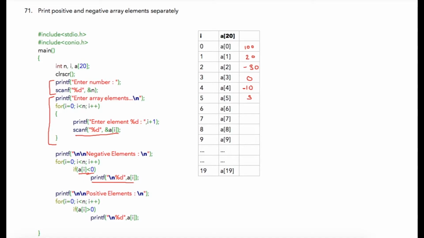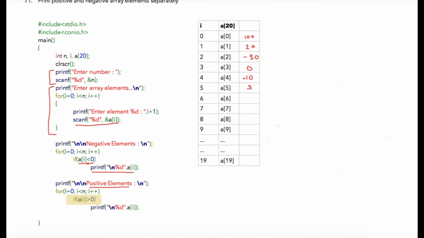Similarly, we'll have another for loop in which we will print positive elements, and it will loop through all the array elements. All the array elements will be checked for the condition that a of I is greater than 0.